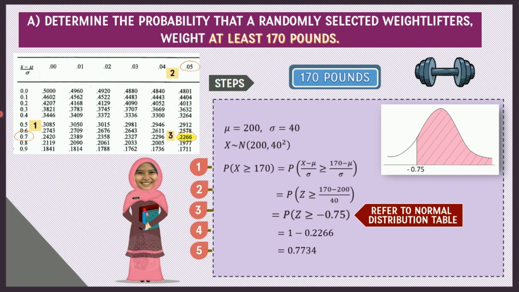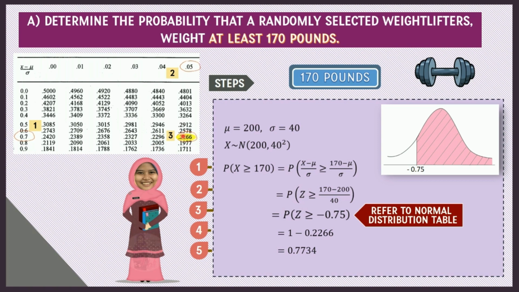First, we need to look at the left column and search for the first decimal place of our z, which is 0.7. Then, we follow the arrow until we meet the 0.05 column, which is the second decimal place of z. At the intersection of row 0.7 and column 0.05, we see the probability, which is 0.2266.